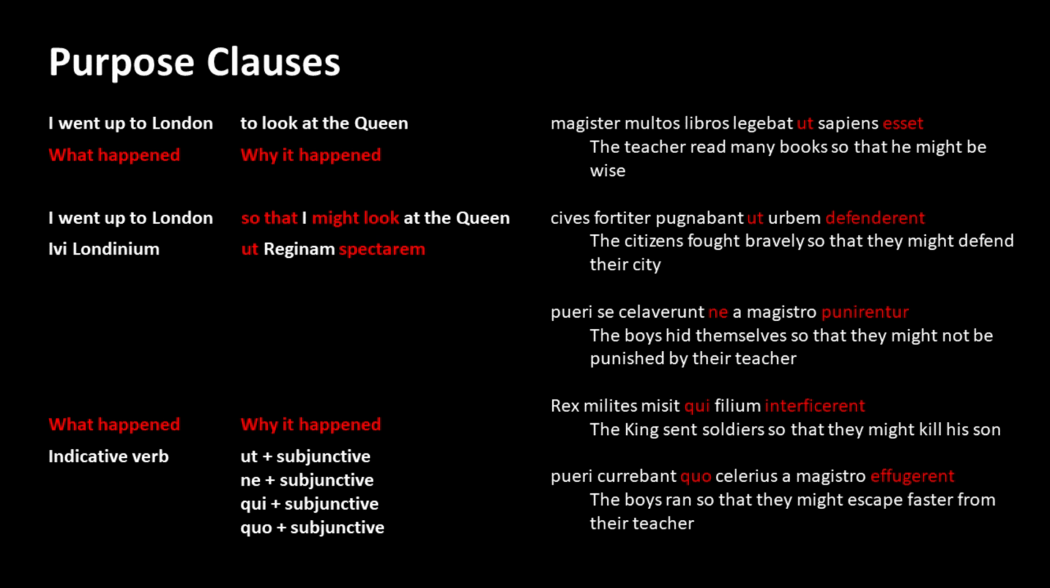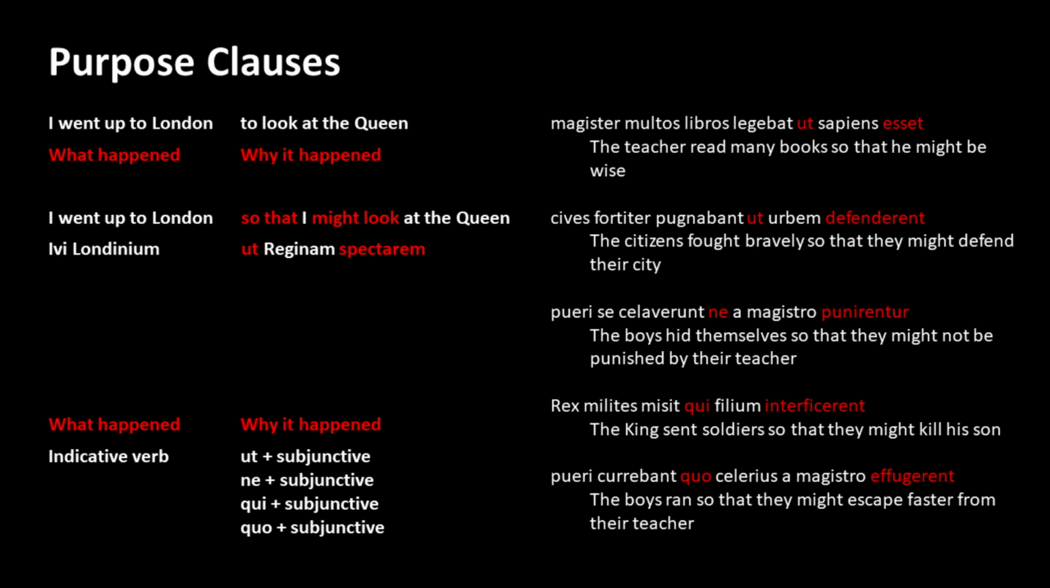We then have this last example. Pueri currebant, quo celerius a magistro effugerent. The boys ran so that they might escape faster from their teacher. You might translate this as, the boys ran, by which fact they might escape faster from their teacher. Quo is used to introduce purpose clauses where there is a comparative adverb.